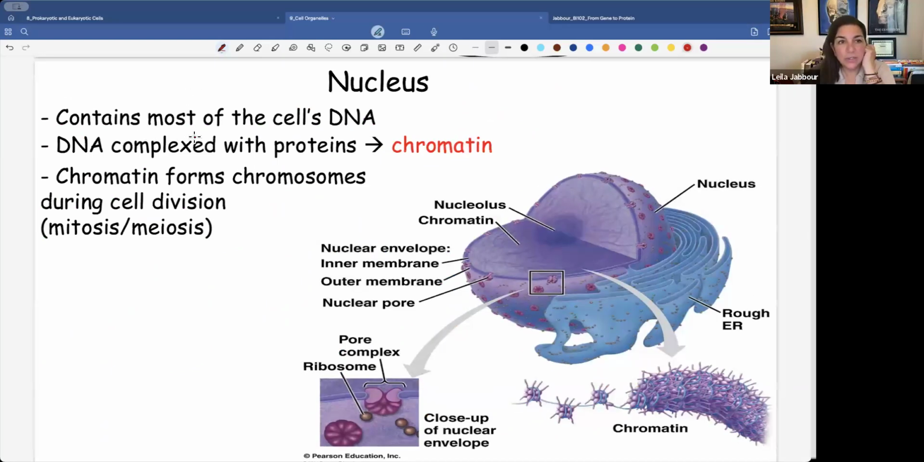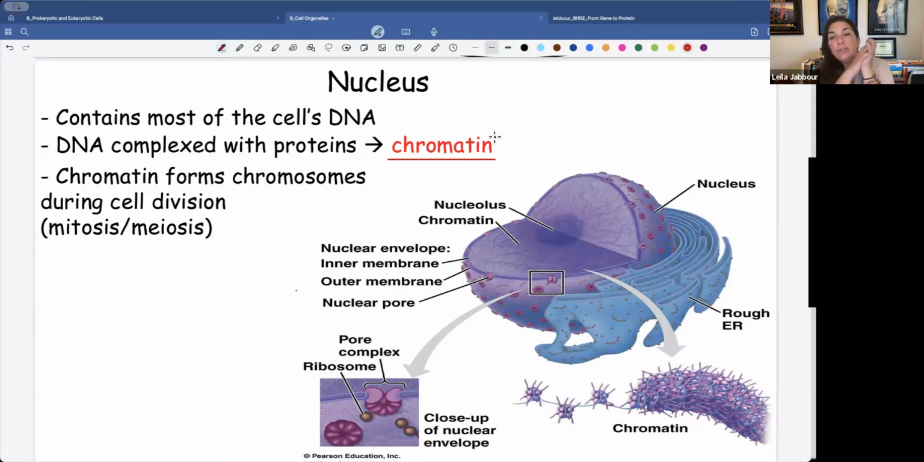All right. So the nucleus contains most of the cell's DNA. This is what I mentioned earlier. The DNA is complex with proteins, and DNA plus proteins is called chromatin. And the chromatin, when it condenses, will be called chromosomes. So let's make sure that we understand the difference. Chromatin and chromosomes are the same thing, but one is more condensed than the other. And what's condensed is basically concentrated, pushed together.